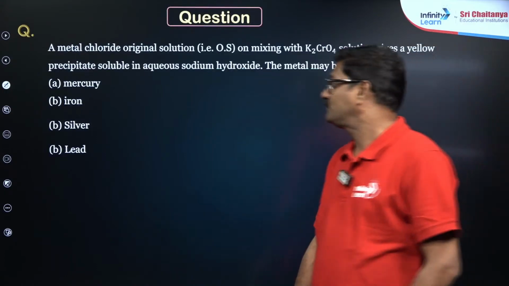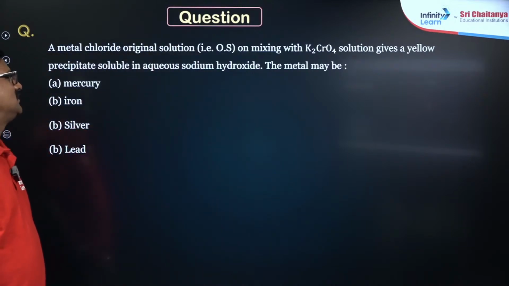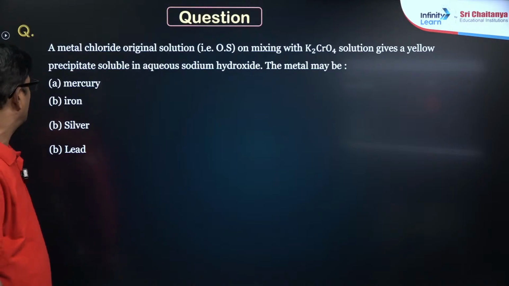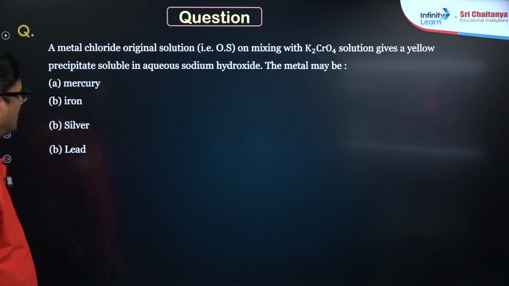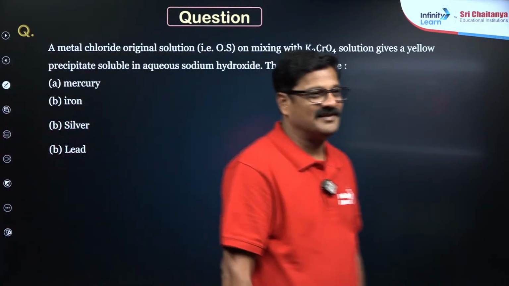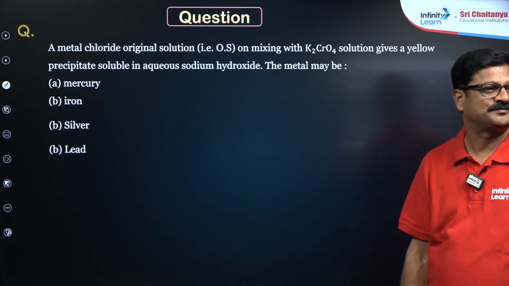And one more. A metal chloride original solution on mixing with K2Cr2O7 gives a yellow precipitate soluble in aqueous sodium hydroxide. The metal may be... Children, come on, the metal may be. Fast.